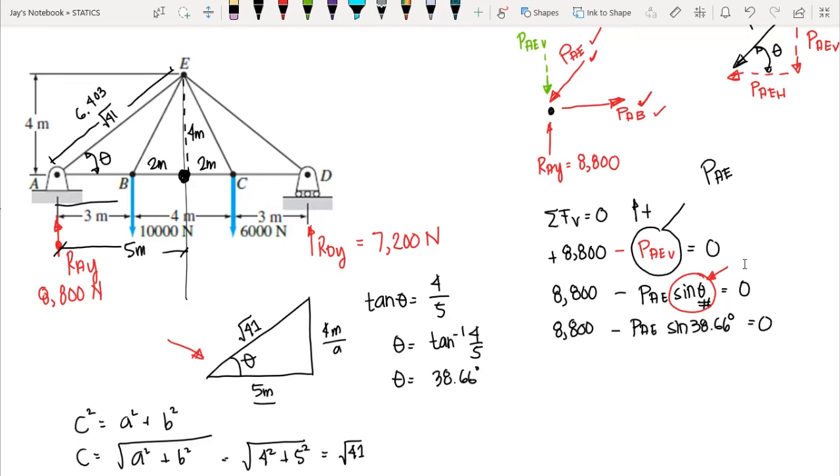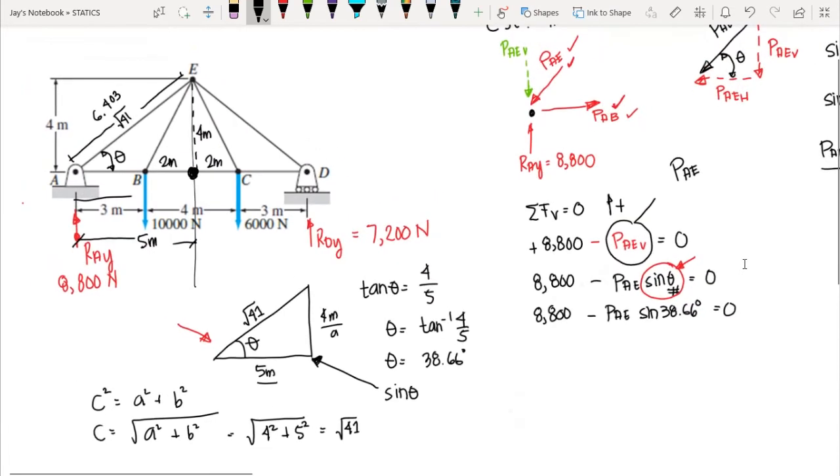Now, our goal here is to eliminate sine theta and let that be represented by a value. From this case, we know that sine theta, looking at this triangle, is the opposite over hypotenuse, correct?